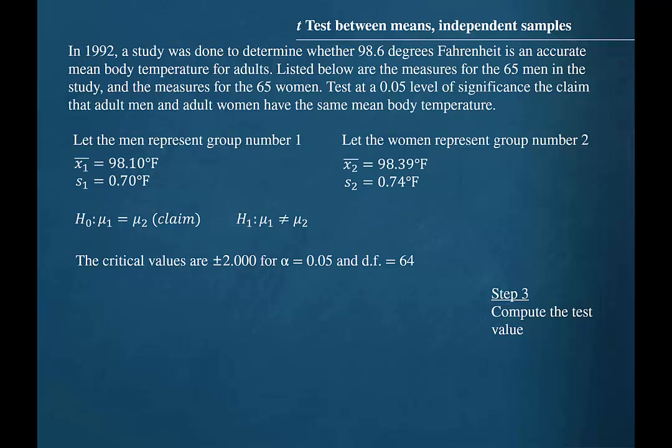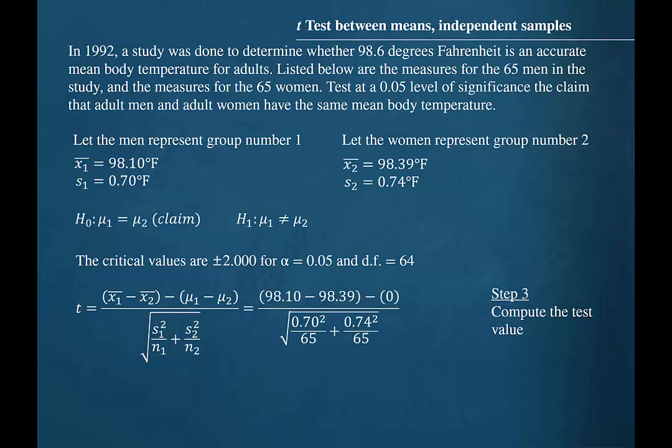Step 3 is to compute the test value. In the formula for the test value, we will find the differences between the sample means and the differences between the hypothesized means and subtract them. We will divide that quantity by the square root of the sum of the variance for group 1 divided by the sample size for group 1 and the variance for group 2 divided by the sample size for group 2.